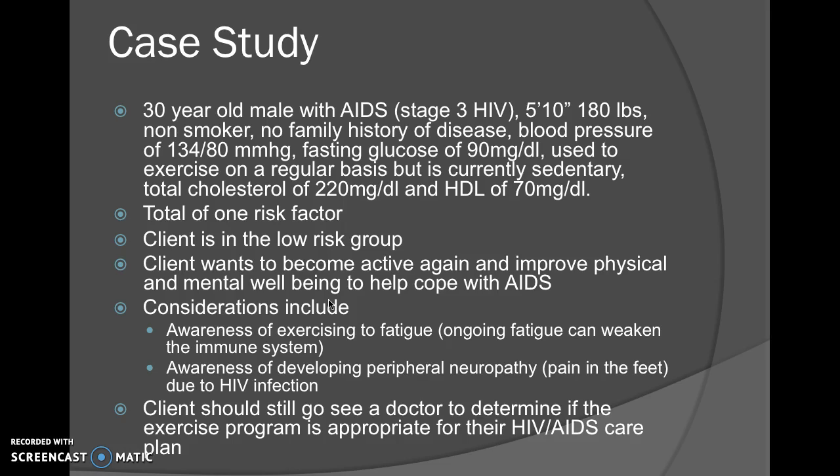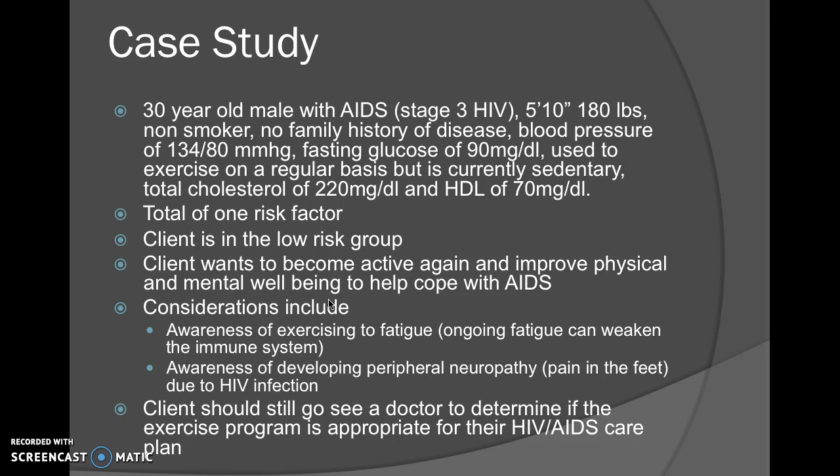He used to exercise on a regular basis, but is currently sedentary. Total cholesterol is 220 milligrams, but he has an HDL of 70 milligrams. So when you look at this, you have sedentary lifestyle as a risk factor, you have total cholesterol as a risk factor, but because the HDL is above 60, that takes away one, so you only have one risk factor. And this places the client in the low risk group.